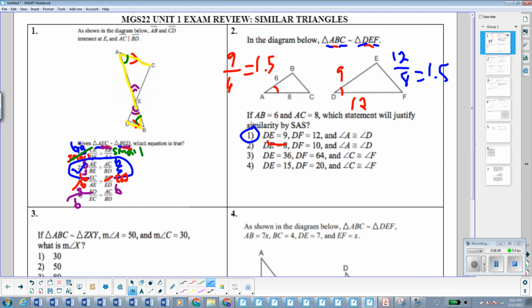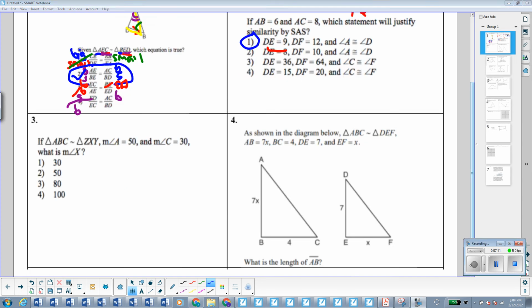If you plug in choice 2, choice 3, and choice 4, you will see that either the corresponding sides from the two triangles won't have the same scale factor when you divide side from big triangle over corresponding side from small triangle, or you will see for some of the other answer choices that the angle isn't directly in between the two congruent sides. For question number 3, it's talking about two triangles, but I don't see any diagrams.